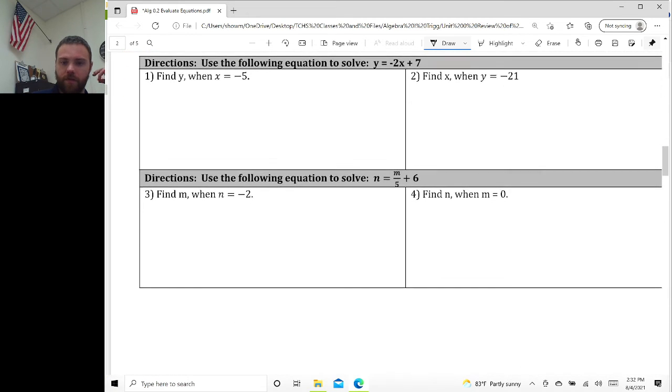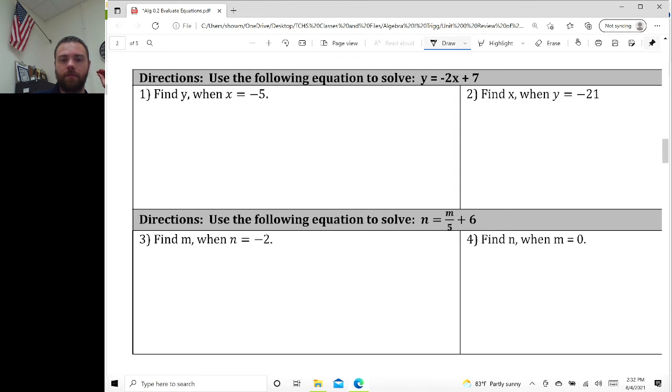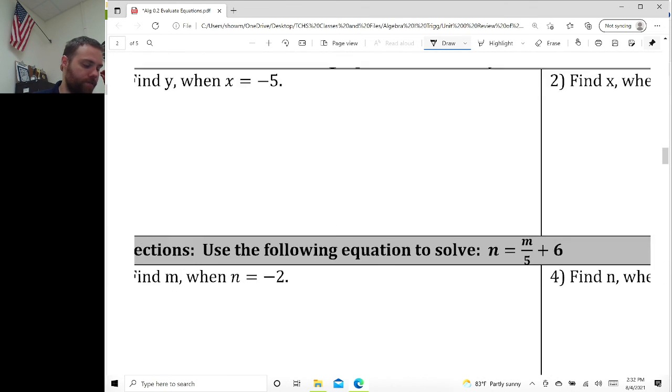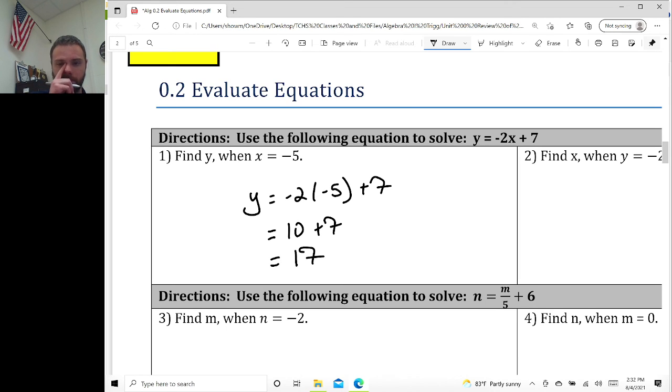So here's some of your practice problems. And like normal, I'll do the first one here. It says find y when x equals -5, given that y is equal to -2x plus 7. Well, y is equal to -2 times -5 plus 7. -2 times -5 is going to be 10 plus 7. Negative times a negative is a positive, and I've got 10 plus 7 here, so 17. And that's all I got.